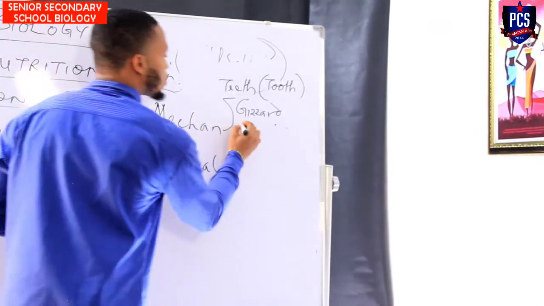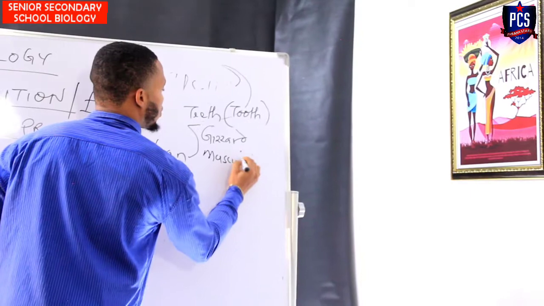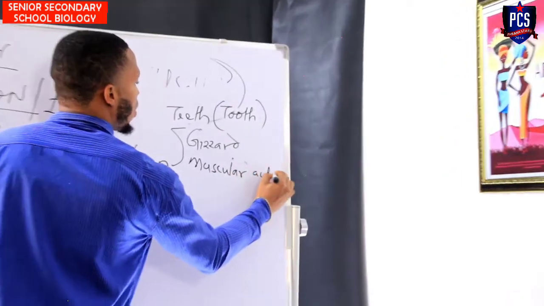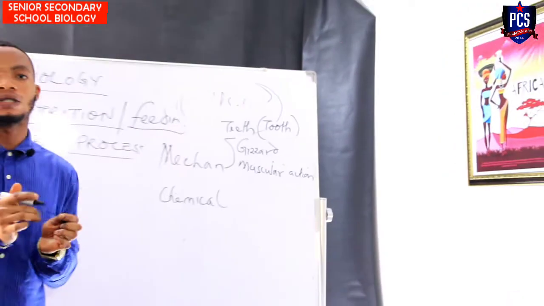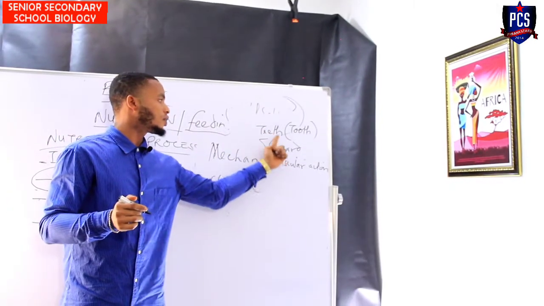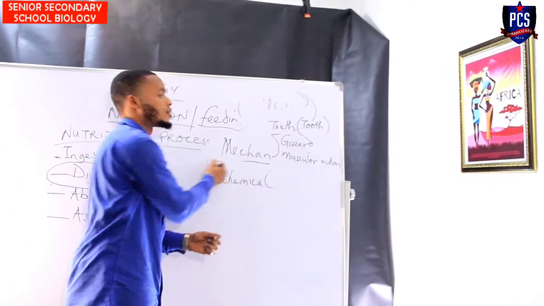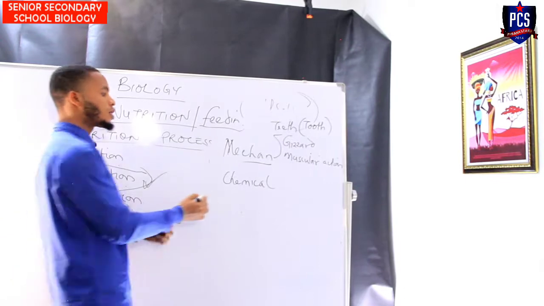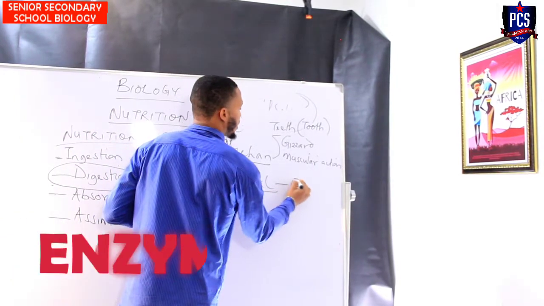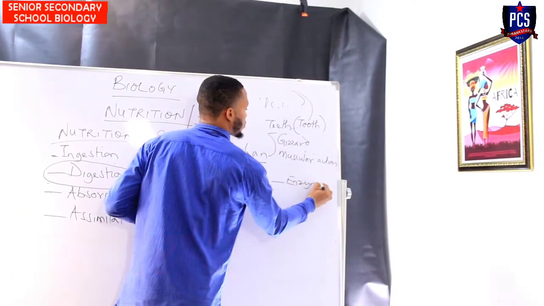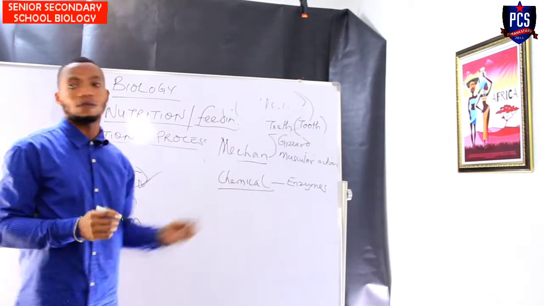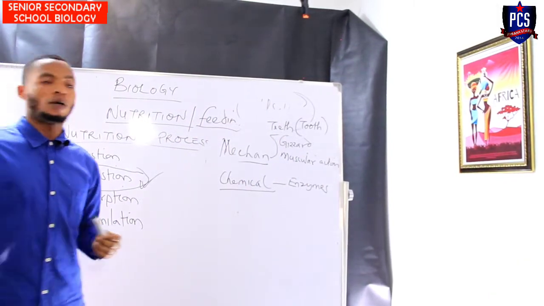The third one is the muscular action of the stomach, the muscular action of the stomach hitting against each other. So these three constituents make up the mechanical process of digestion. While in the chemical process, we talk of the enzymes. So we take these concepts one after the other, and from there we progress.